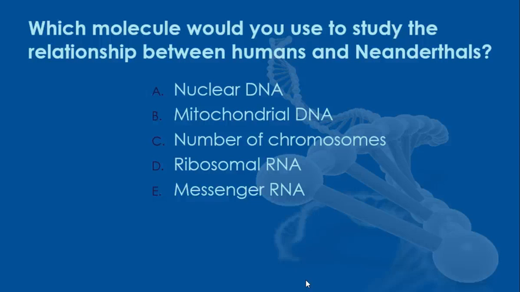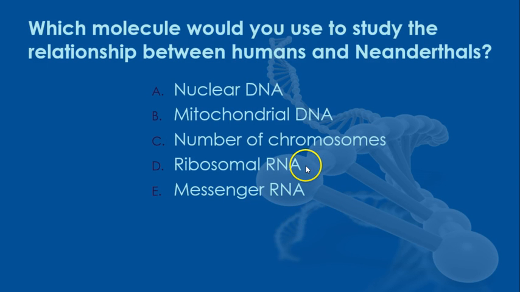Well, we're pretty closely related. I mean, they're close cousins of ours. They just went extinct about, I don't know, what, 30,000 years or so, something like that, 30, 40,000 years. So we would want to use mitochondrial DNA because we're very closely related. Messenger RNA is just a transcription of nuclear DNA, and we already talked about the problems with nuclear DNA. And so these are right out.